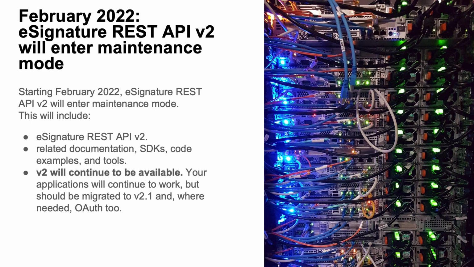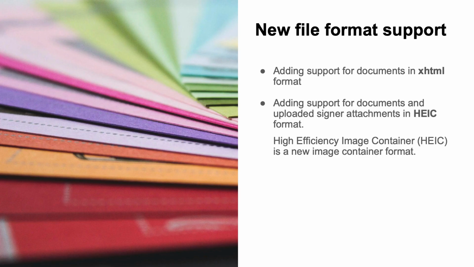E-Signature Updates. In February 2022, that's a year from now, the DocuSign eSignature REST API version 2 will enter maintenance mode. The API will continue to be available while it's in maintenance mode. There is no plan for V2 to become unavailable. But you should start planning now to update your REST API applications to version 2.1 of the API and update to OAuth authentication if your application is not already using it.